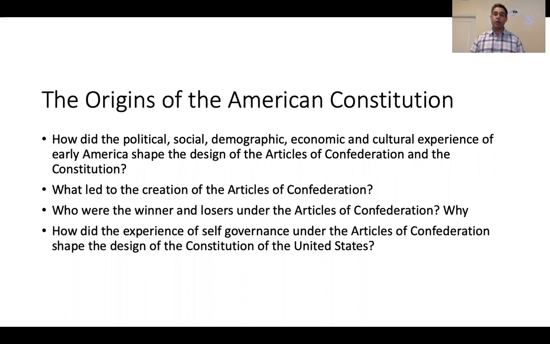When I talk about early America, I'm referring to colonial America, pre-revolutionary America, the period when each of the 13 colonies that would ultimately come together to form the United States of America existed independently and autonomously of each other. There was no larger government holding them together as there is today. As we have this discussion, we'll ask ourselves what pressures led to the creation of the Articles of Confederation, who the winners and losers were under these Articles of Confederation, and how the experience of self-governance under these Articles of Confederation shaped the design of the Constitution of the United States.